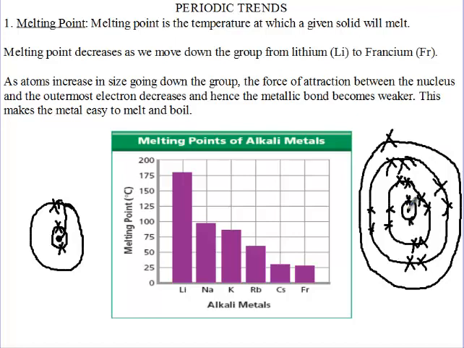Now, if you look at the distance between the nucleus and the valence shell, it is very, very long. So the force of attraction between the nucleus and the valence shell will be weaker than the force of attraction between the nucleus and the valence shell in lithium. This means that less energy will be needed to break this force. Hence, the reason for the low melting point as you move down the group.